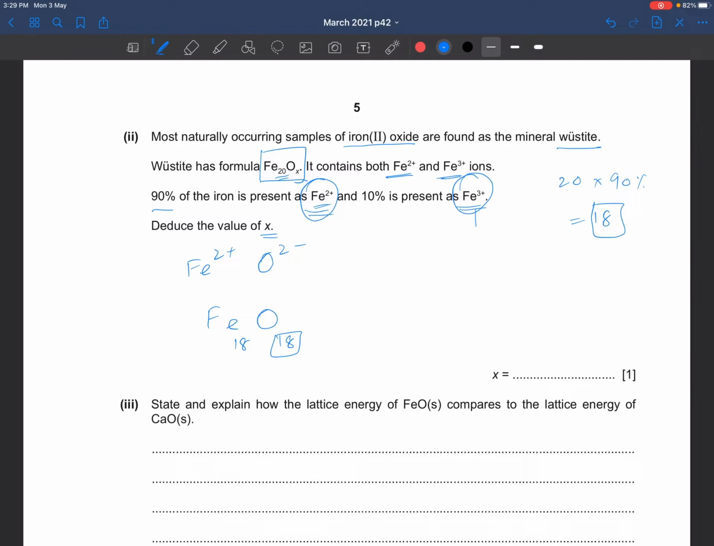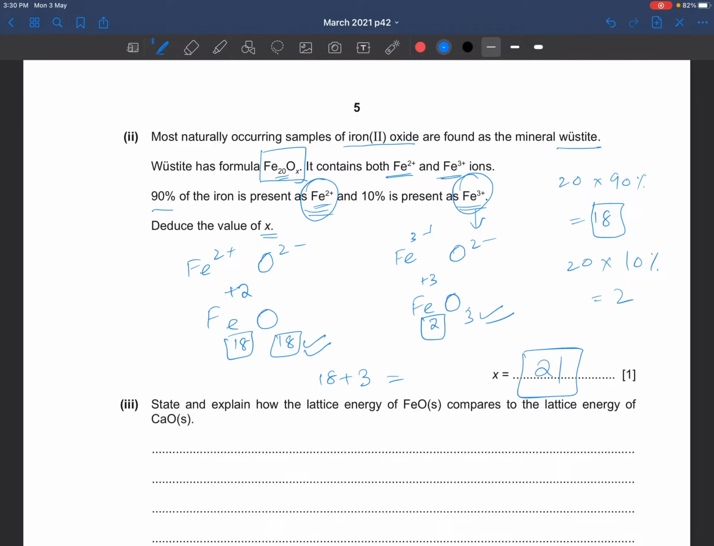Now 10% of the iron are present as Fe+3. So 10% of 20 is obviously 2. 20 multiplied by 10%, that is 2, and that means Fe+3 and oxygen -2, so we have Fe2O3. So 2 irons are in the oxidation state of +3 and 18 irons are in the oxidation state of +2. So with +2 we have 18 oxygens, and with +3 we have 3 oxygens. So 18 plus 3, in total we have 21 oxygens. So the value for X is 21.